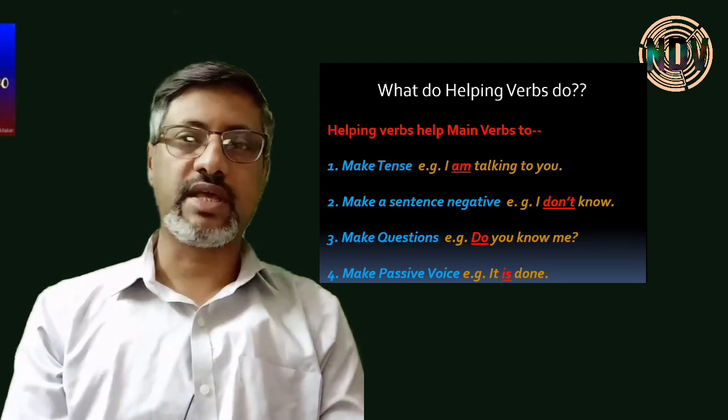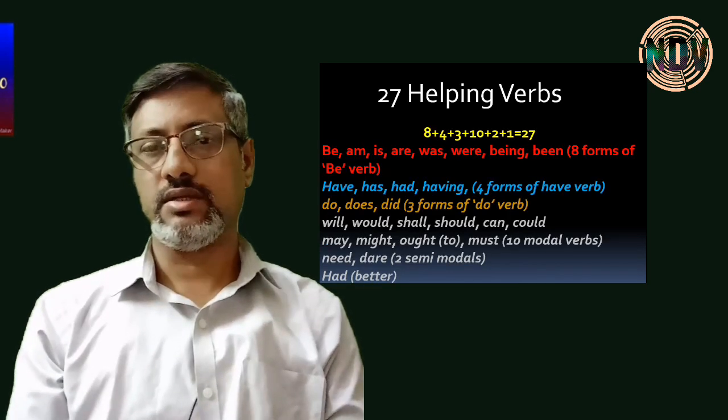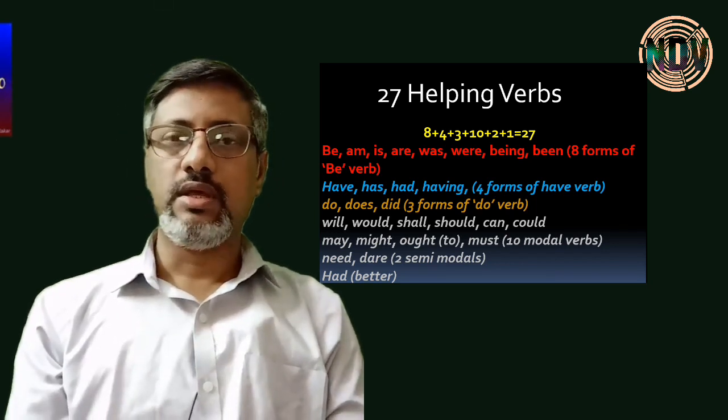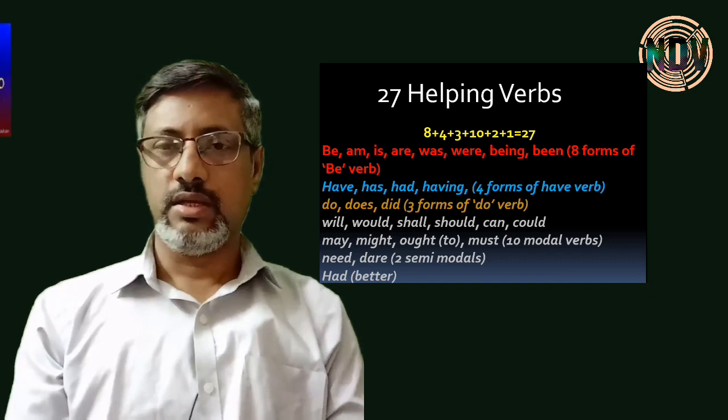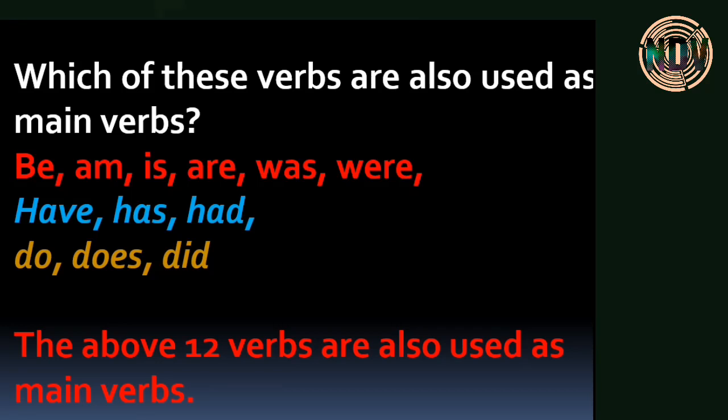So how many helping verbs can there be? To remember it very easily, we can think that there are three verbs: be, have, and do. These are the verbs which are used in all their forms. As you know, the be verb has got 8 forms: be, am, is, are. These are used in simple present tense. Was, were, these two are used in simple past tense. And been and being, these are used in passive voice, and they have some other uses as well.